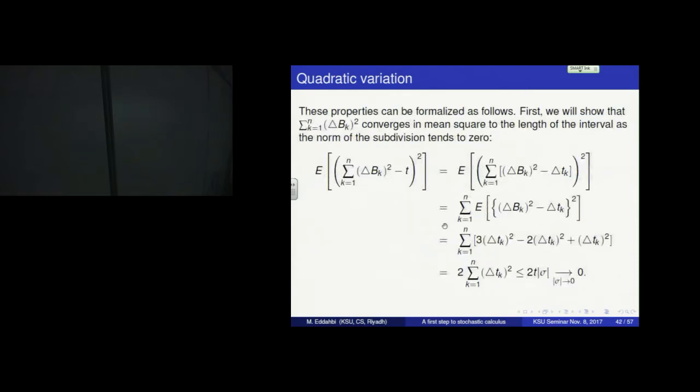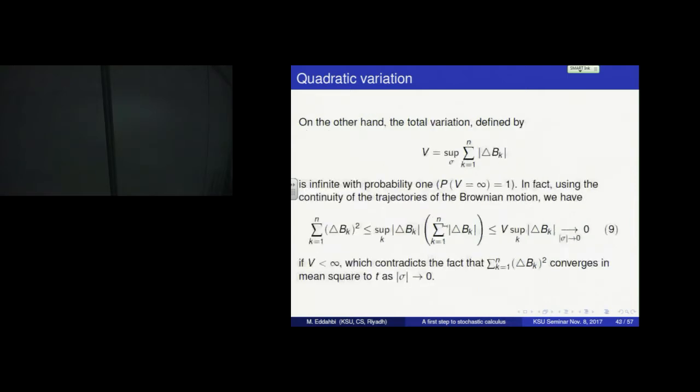Yeah, this is what we do here. I take this quadratic summation and I subtract t. I take its square, using probabilistic tools, and I will get that this converges to 0. I will not go into details here, but using some techniques we end up with this converging to 0. So this means that this family of random variables converges in L2 to a constant.